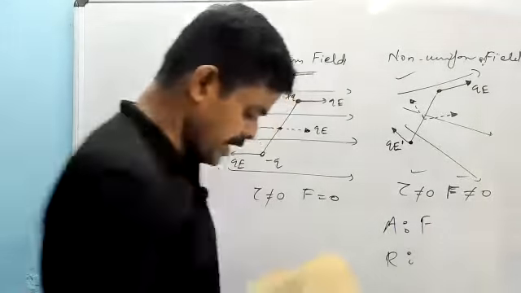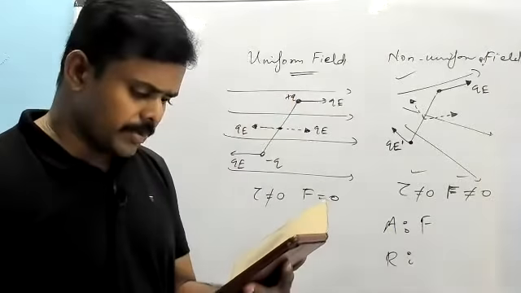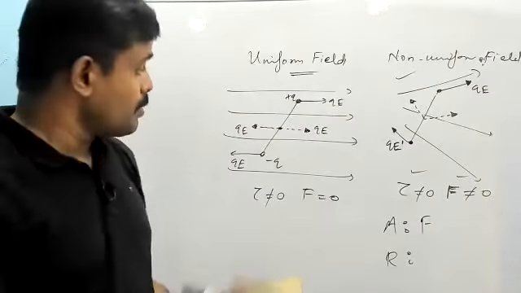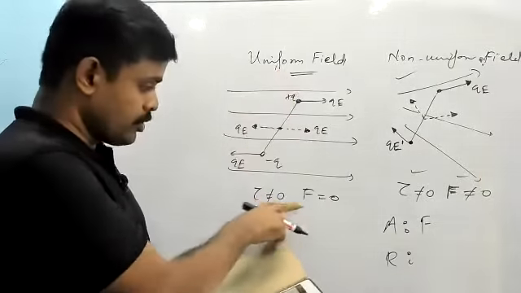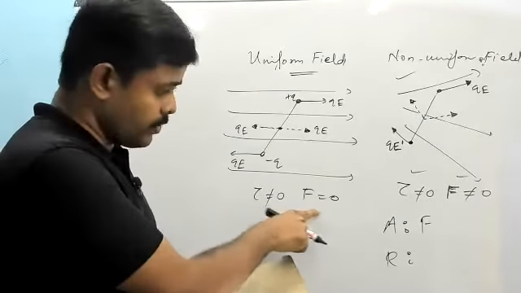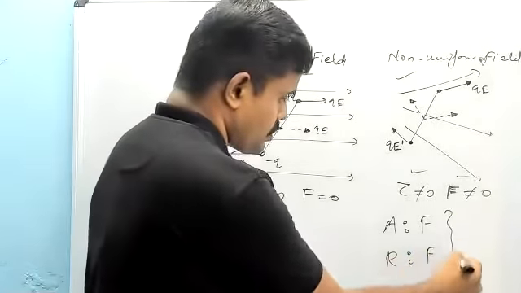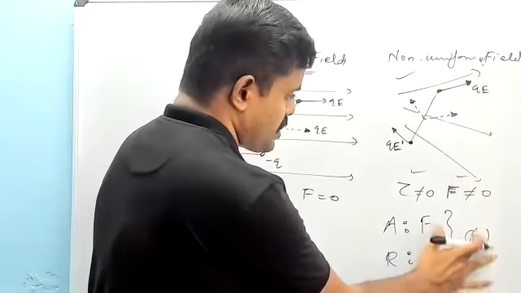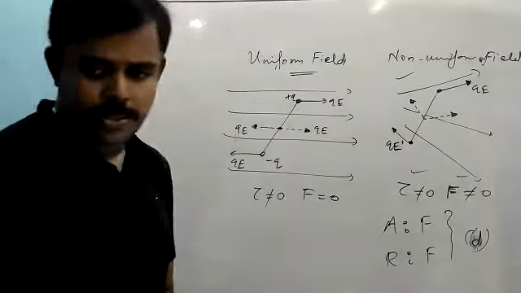So how about the reason? Let us check the reason. Force would act on the dipole if the magnetic field is uniform. Magnetic field is uniform. Would force act? No, force is 0. So the reason is also false. Answer is option D. This is supposed to be the most important question in today's discussion.